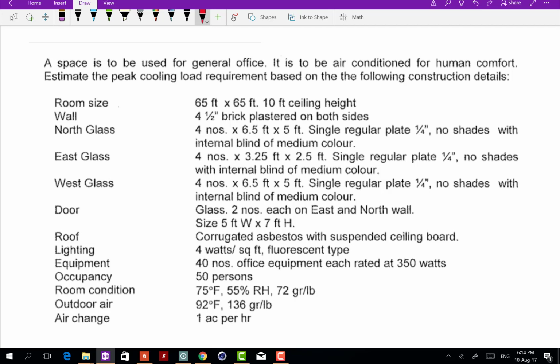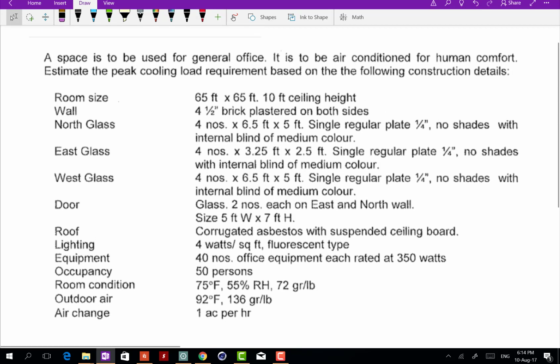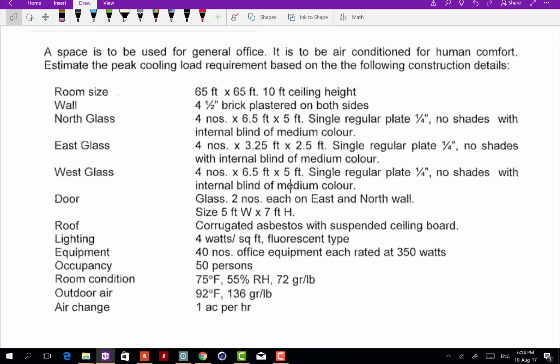Right, hello everyone. So we are going to do a tutorial on chapter 4, the cooling load estimation table. So this is an example of a question for cooling load problems. Based on the question, a space is to be used for general office. It is to be air conditioned for human comfort. Estimate the peak cooling load requirement based on the following construction details.